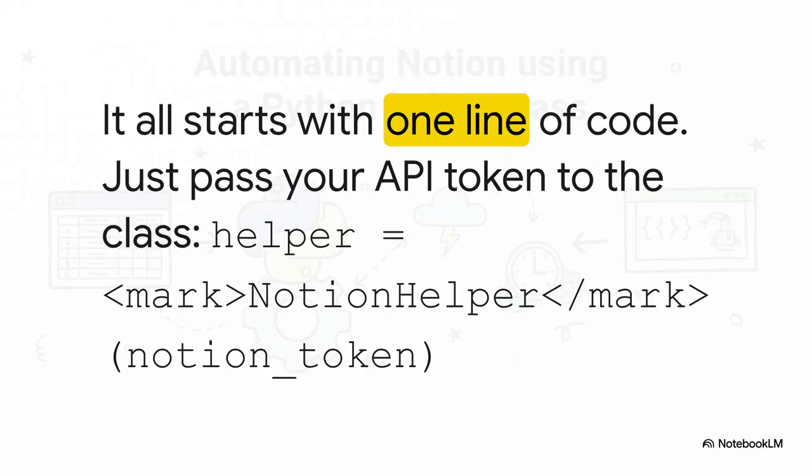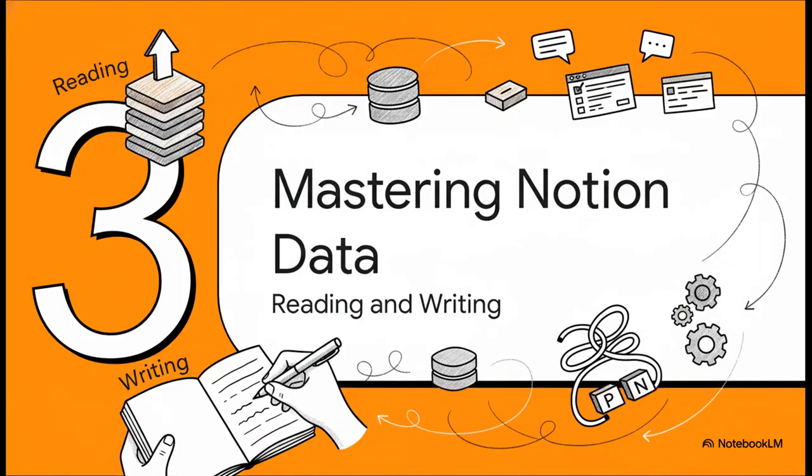And getting started is ridiculously simple. Seriously, all you need is your Notion API token. You write this one line of code, you create your little helper object, and boom, you are officially ready to automate your entire workspace. All right, our assistant is ready to go. So, let's get into the two most fundamental things you're going to want to do: reading data from Notion and writing data back to it.